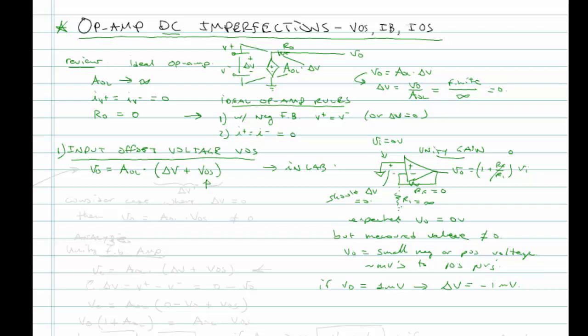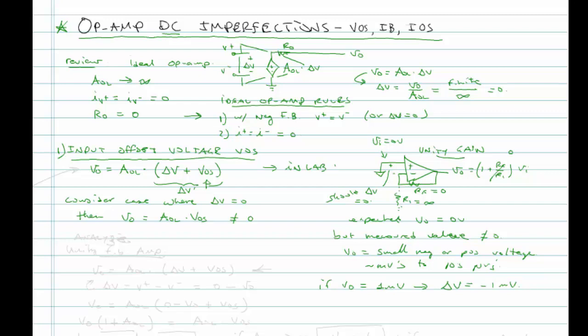So consider the case where, what I'll do is I'll call this here delta V prime. Okay, consider the case where delta V is equal to 0, then actually VO would be equal to AOL times VOS. So it's not equal to 0 as I would expect. Now let's actually analyze. That probably didn't help at all.